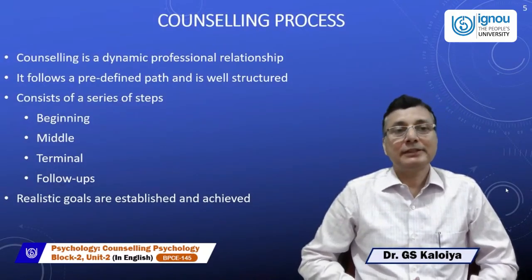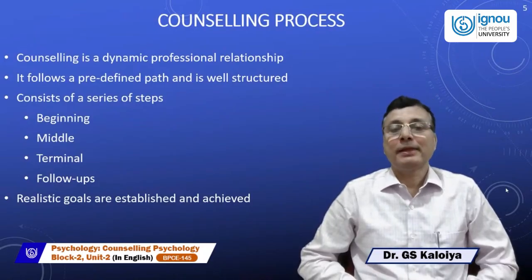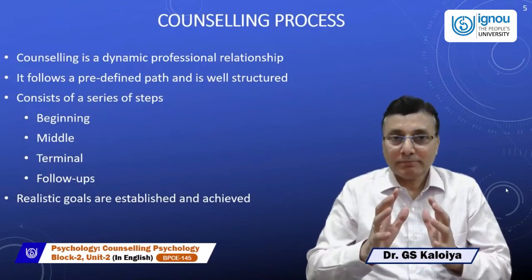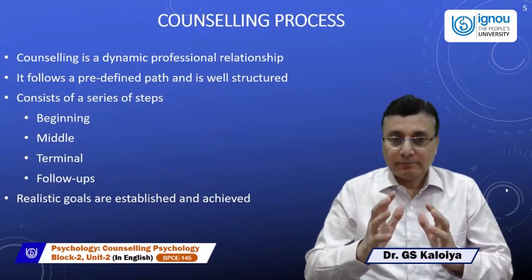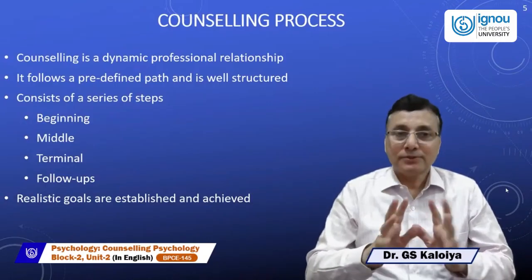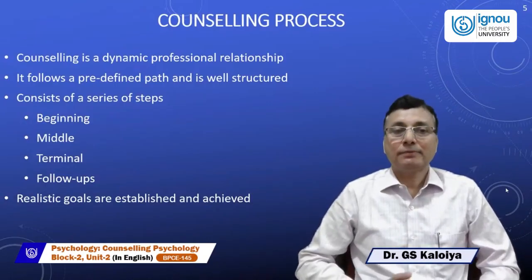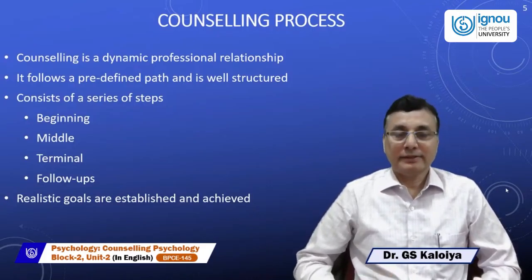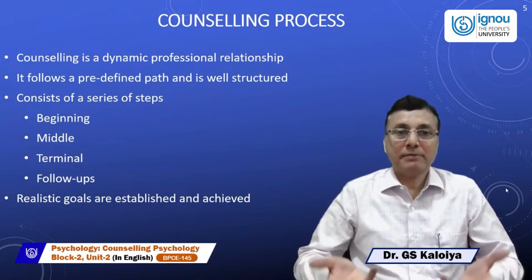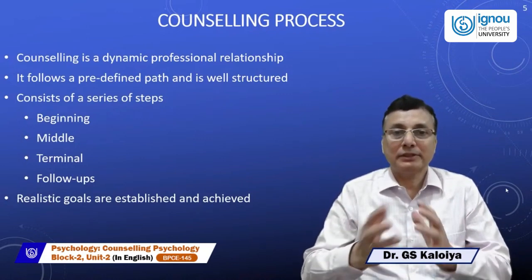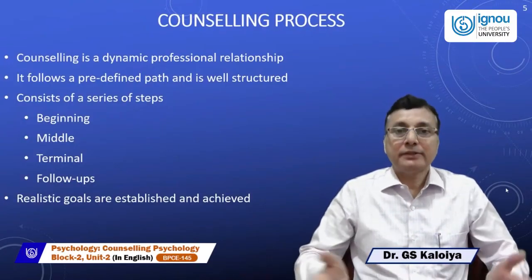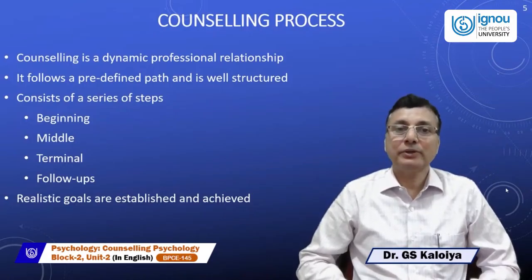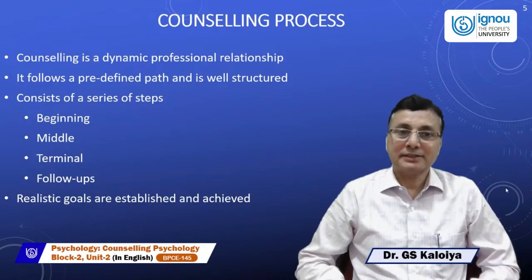We all know that counseling is a dynamic professional relationship. It means it is a professional relationship established for the purpose of helping the client. There is no other purpose. That's why it is called a professional relationship. It is not an emotional relationship. It is not an overwhelmed type of relationship where the counselor and counselee are both engaged in many different things. No, it is a professional relationship, and the objective is clear-cut: to help the client. So no other relationship can be allowed.